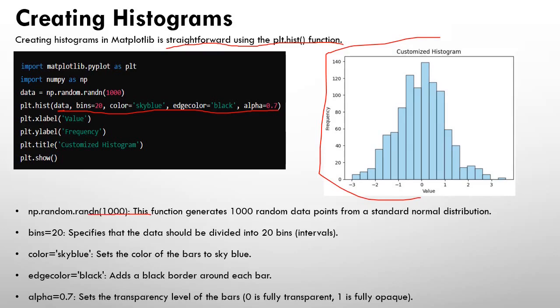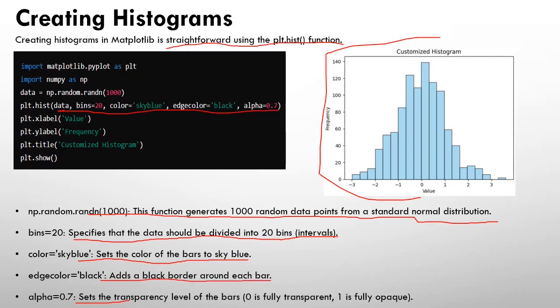np.random.random(1000), this function generates 1000 random data points from a standard normal distribution. Bins equal 20 specifies that the data should be divided into 20 bins, which means intervals. Sky blue sets the color of the bars to sky blue. The edge color parameter adds a black border around each bar, and alpha equals 0.7 sets the transparency level of the bars. 0 means fully transparent and 1 is fully opaque, as mentioned earlier.